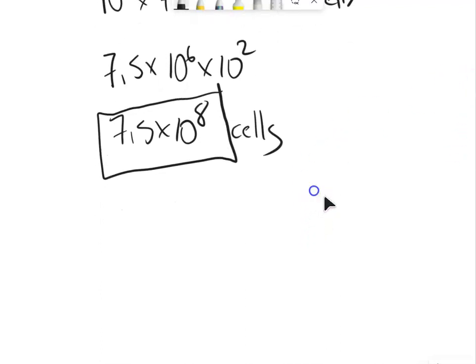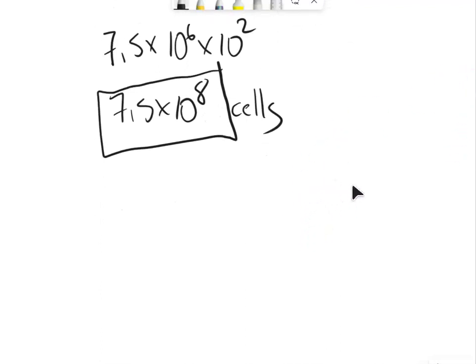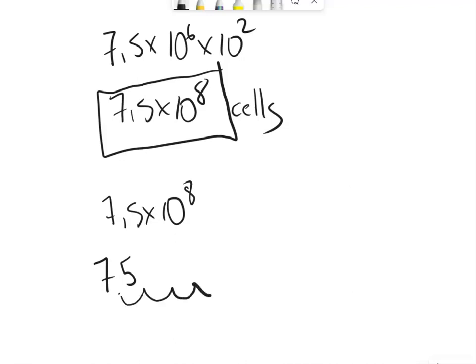So what is 7.5 times 10 to the 8th power? This is an interesting thing we can do also. We can find that number in decimal notation. 7.5 times 10 to the 8th. We're going to move the decimal point again. We're going to move it to the right 8 times. So I have my 7, my 5, move the decimal point. 1, 2, 3, 4, 5, 6, 7, 8.